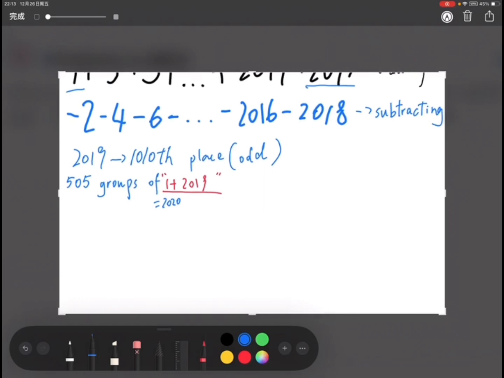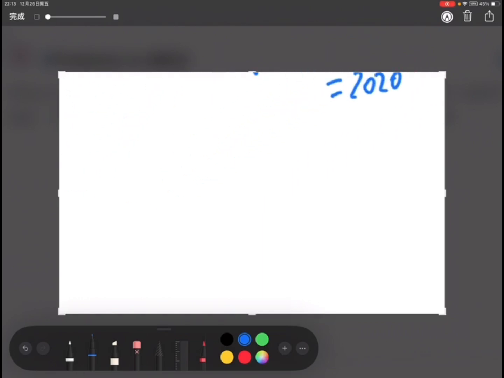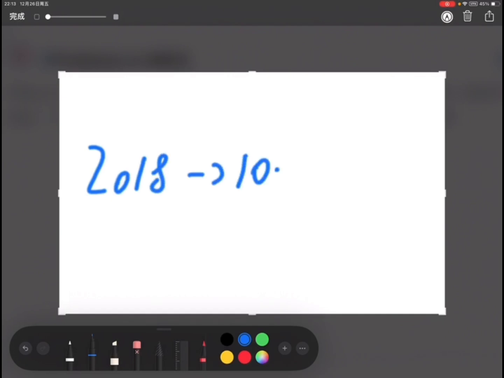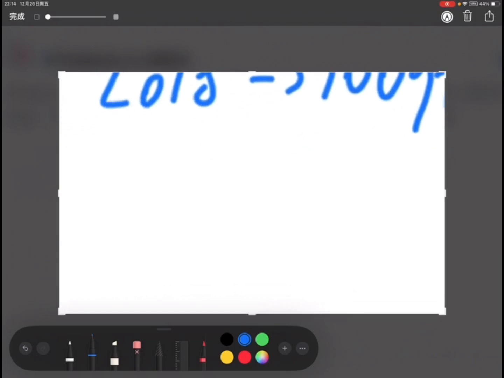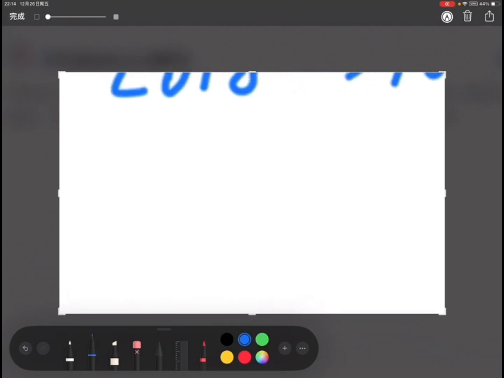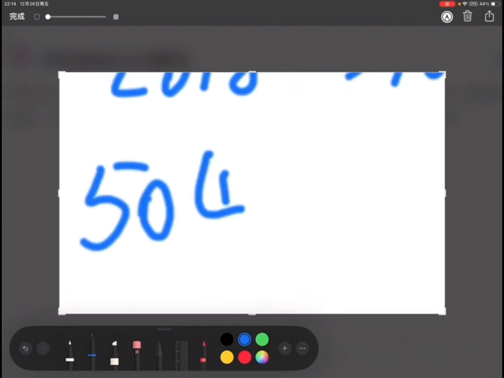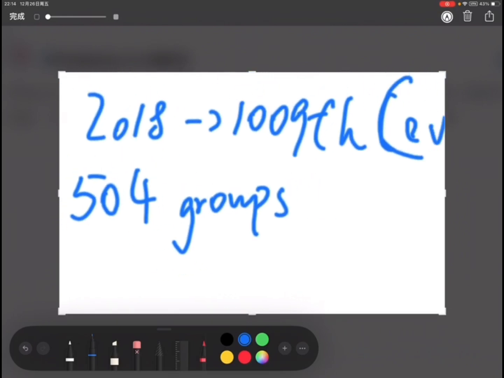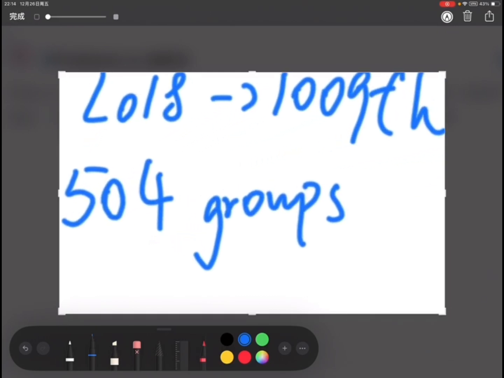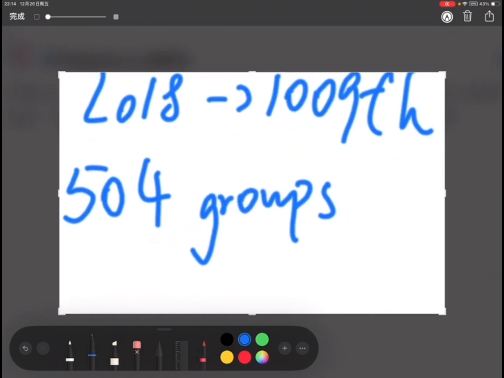And then we look at subtracting the even numbers. So 2018 is the 1009th in the even numbers. So in that case, it means that there are 504 groups, and one kind of left out even number.